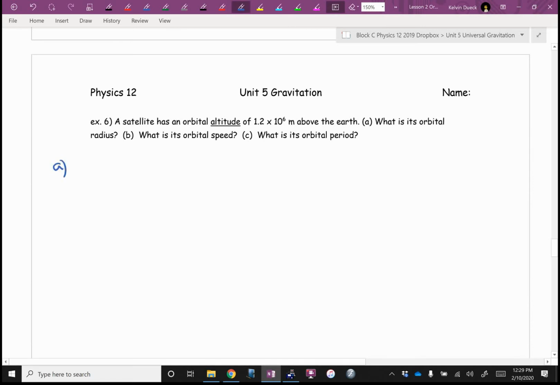Isn't it 1.2 times 10 to the 6 meters? No, that, Ethan, is how far it is above the Earth. If we were to draw a little picture, if that's the Earth, they've given us that distance, the altitude. We would like this distance, the radius. How can I figure out the radius if I know the altitude?